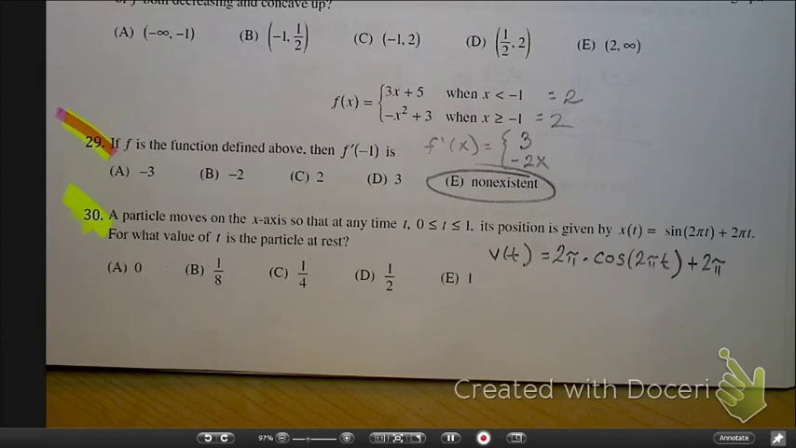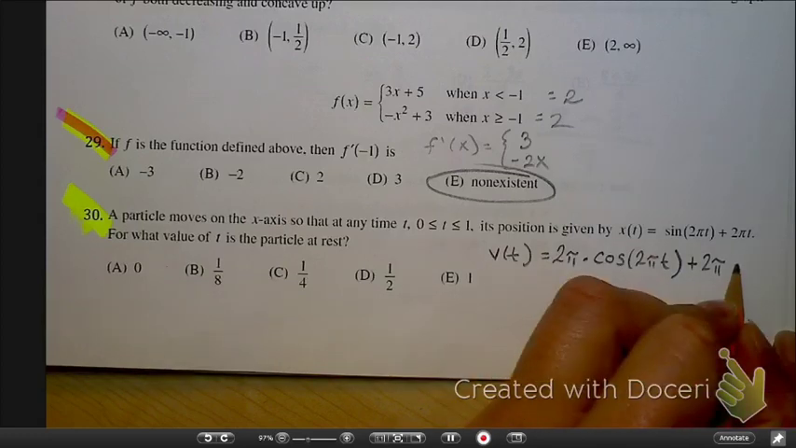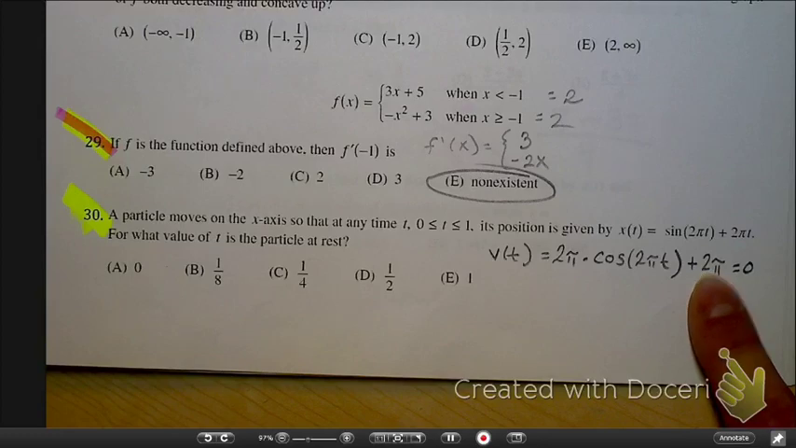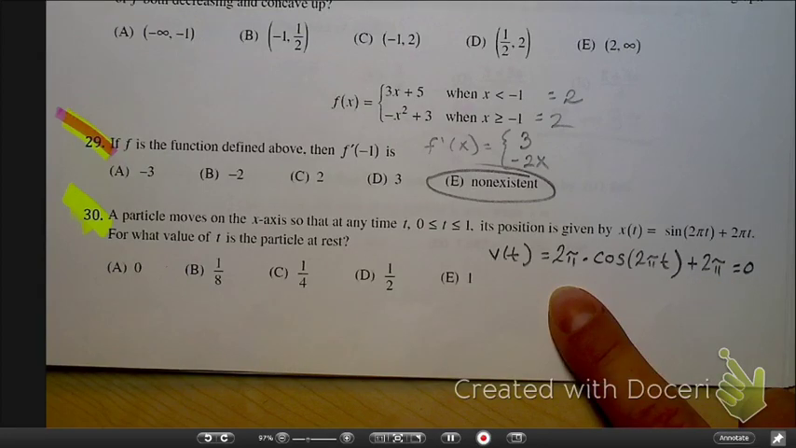So that's the velocity, and they want to know when the particle is at rest. So the particle will be at rest wherever velocity is 0. In order to solve this, we need to get t all by itself. So the first thing I'm going to do is subtract 2 pi over to the right-hand side, and then I'm going to divide by 2 pi.